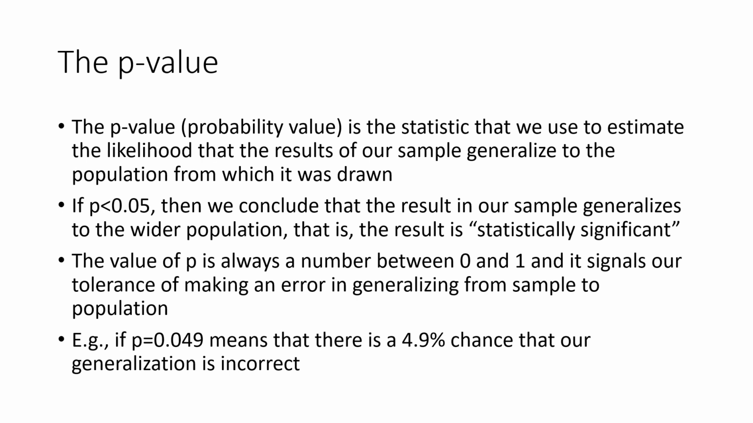So as I said, the p-value is always a number between 0 and 1. And what this number tells us is our degree of tolerance for making an error in generalizing from a sample to a population. So I've given you an example here. If your p-value equals 0.049, so just barely less than the cutoff of 0.05, then if we multiply that by 100, we get a percentage, and that percentage is 4.9%. So what we're saying is that there is a 4.9% chance that our generalization from the sample to the wider population is incorrect.